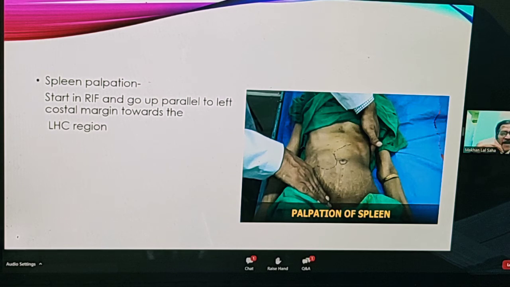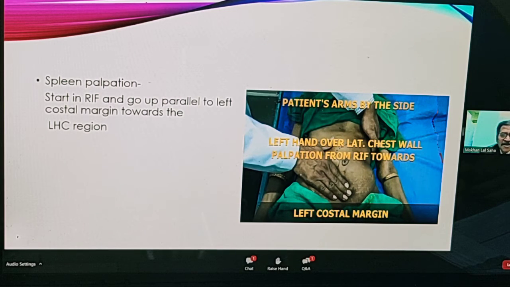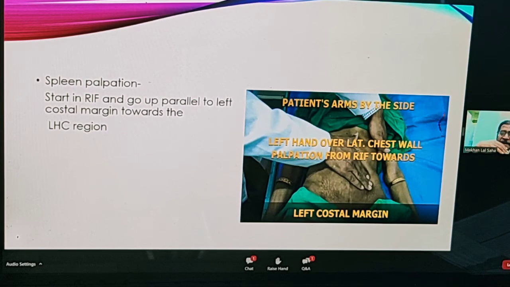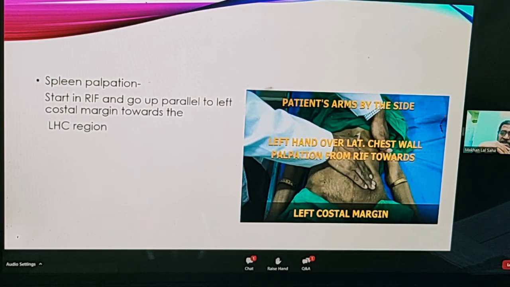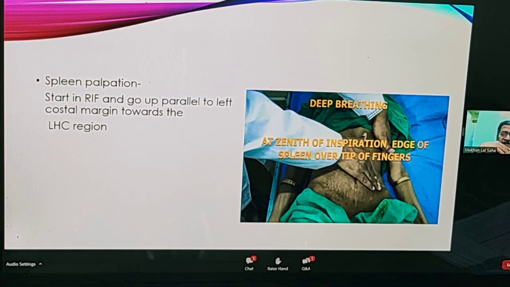How to palpate the spleen? For palpation of the spleen, you keep the patient supine, keep one hand over the left side of the chest, and with the radial border start palpating the right iliac fossa and go gradually towards the left hypochondriac region. So if the spleen is palpable, you can make out the margin against your radial border. Ask the patient to breathe normally.